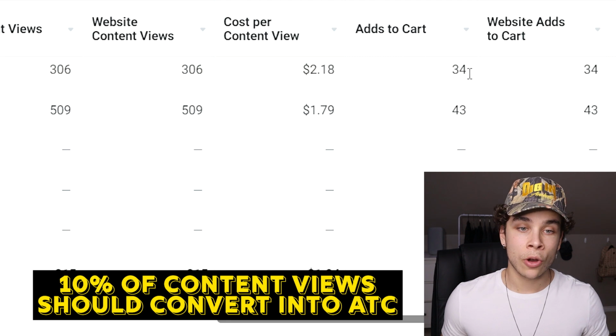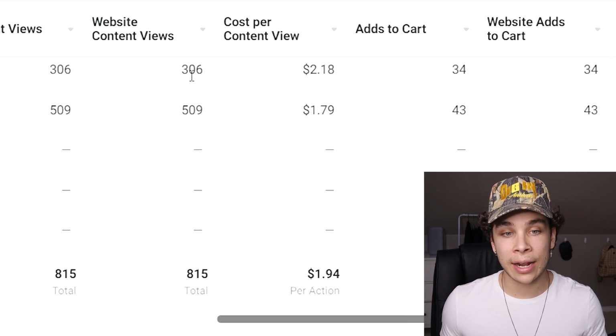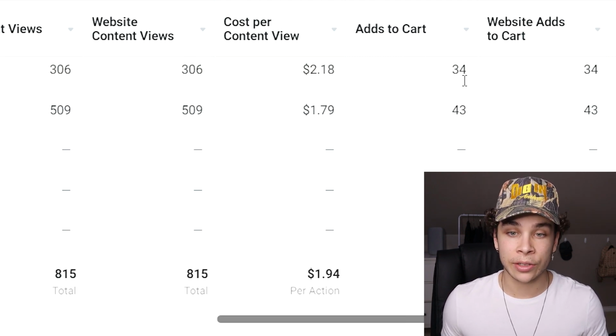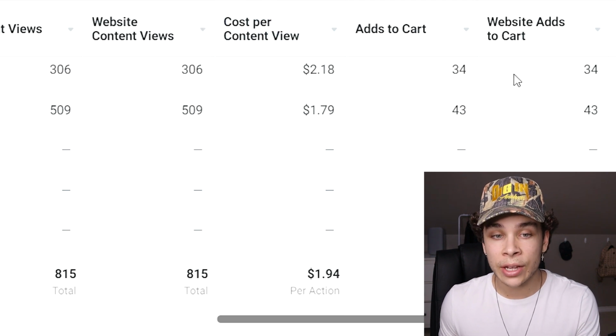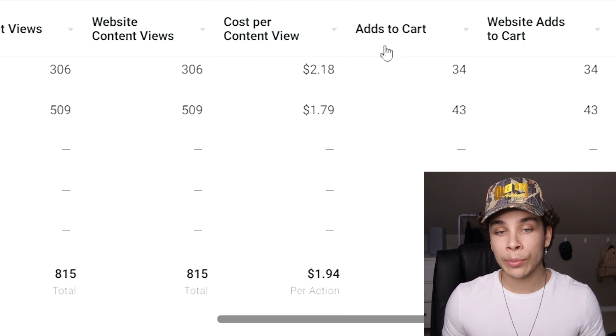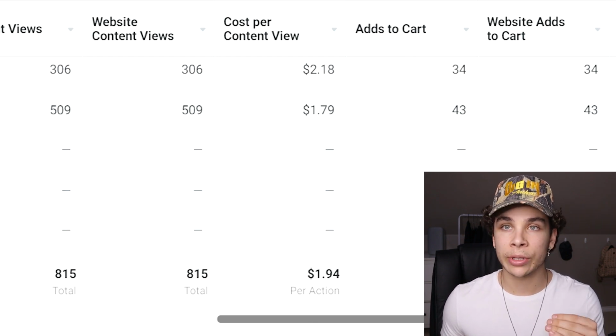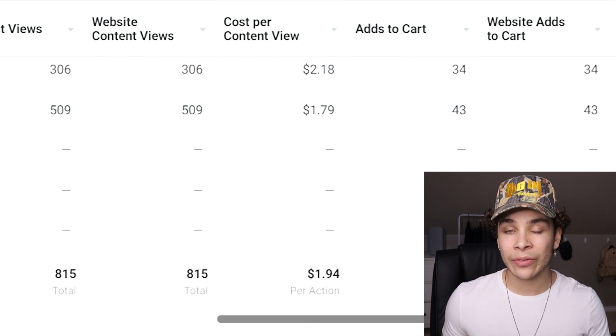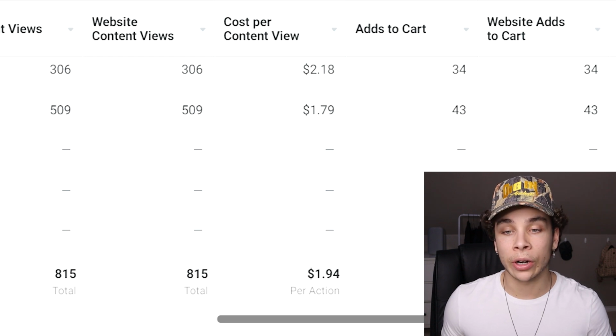As you can see, we're hitting that perfectly on the 3% add to cart ad set here, 306 to 34, that's above 10%. And then down here, we've got 509 and 43. So that's below 10%, but it still is pretty close. Remember, 10% is that target. So I'm going to give an A-OK for this section of the funnel.